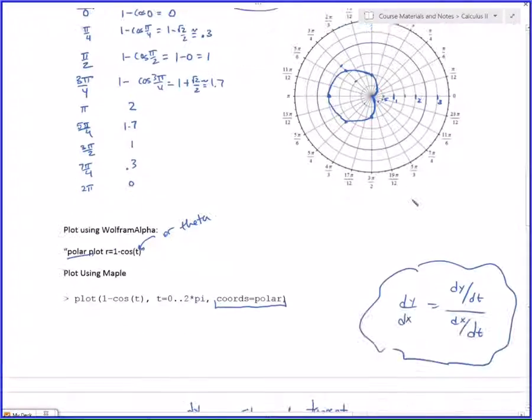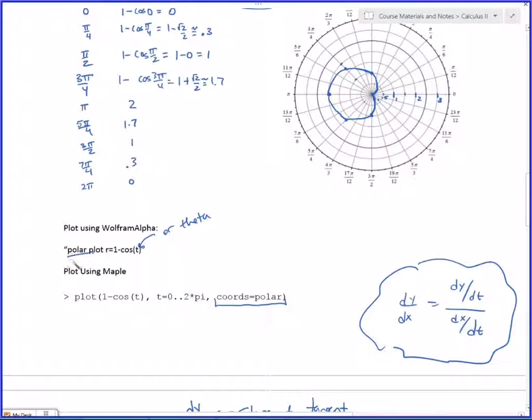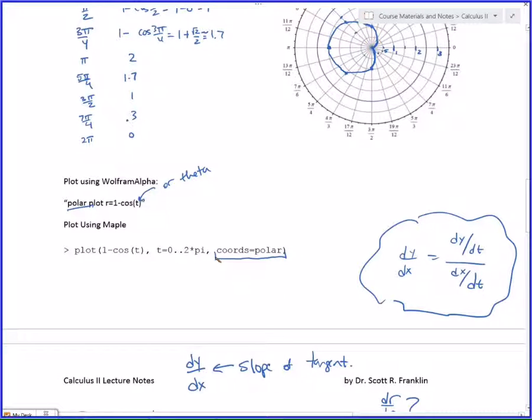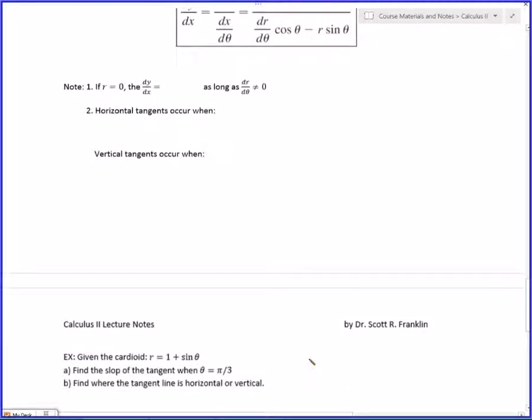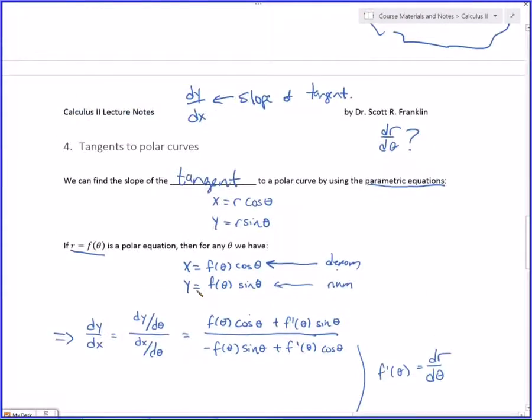We also mentioned at the very end that we can graph these things using Wolfram Alpha and Maple. In Wolfram Alpha, you just throw in the word polar and do a polar plot. In Maple, if you tell it coords equal polar, then it's going to graph this on a polar coordinate system instead of a rectangular coordinate system. I thought I'd show you real quick before I start the areas, or actually do some of these examples.